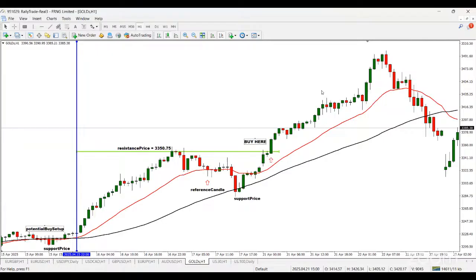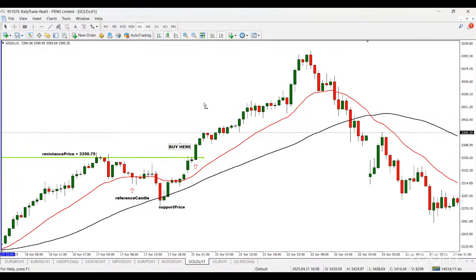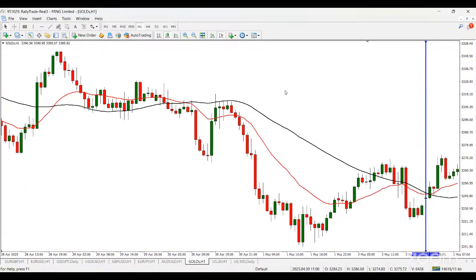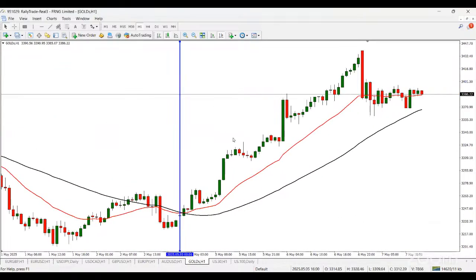Now, there's also a special case before we close, which is when the candle that crosses is also the candle that breaks out. Okay, like in this special case. This is a very special case, right? So you have a candle.